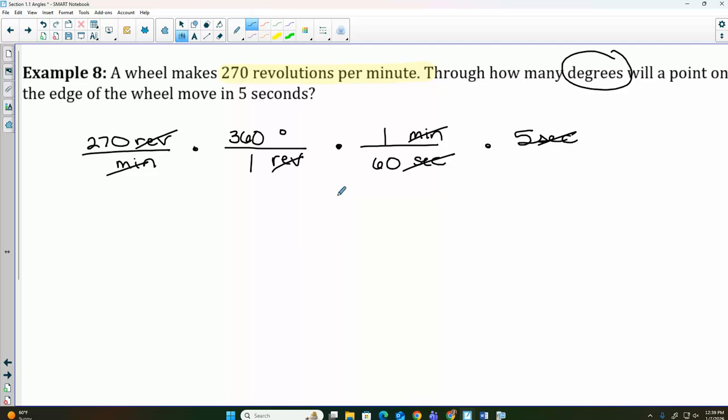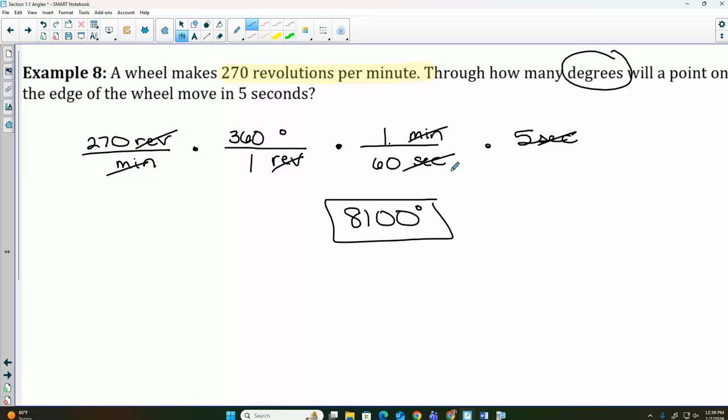So I have to do 270 times 360 divided by 60 and times 5. You can type all of that in. You're just multiplying the top, dividing by the bottom. We get 8,100 degrees. Basically anything on the top, so I did 270 times 360 times 1 times 5. And then I divided by the bottom, so divided by 60. Did you guys get that?